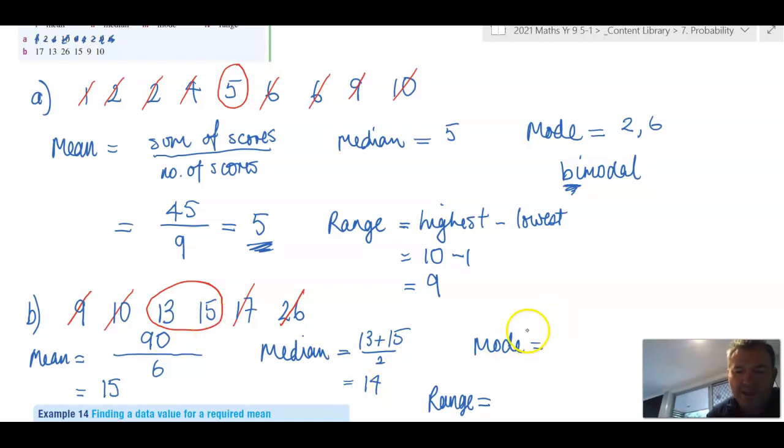That is the median. Now the mode is the most common score. Now there doesn't happen to be a most common score. They all occur once. So we say that there is no mode because they all occur the same number of times. The range will be the highest minus the lowest. So in this case it'll be 26 minus 9. So the range will be 17.